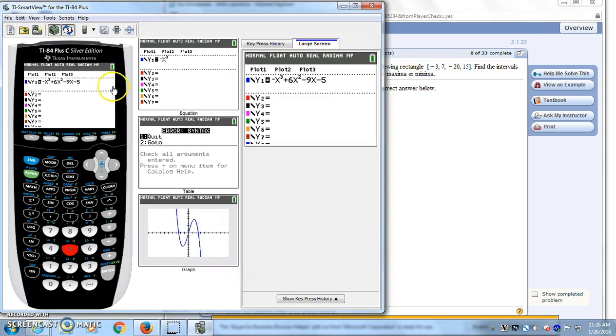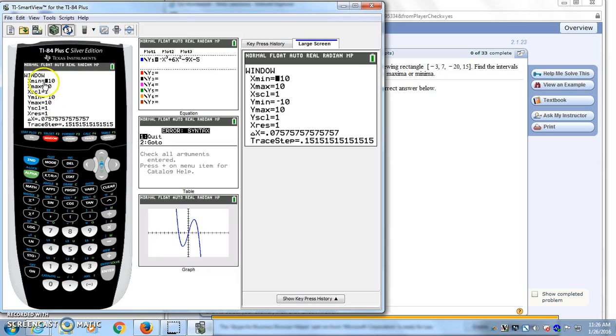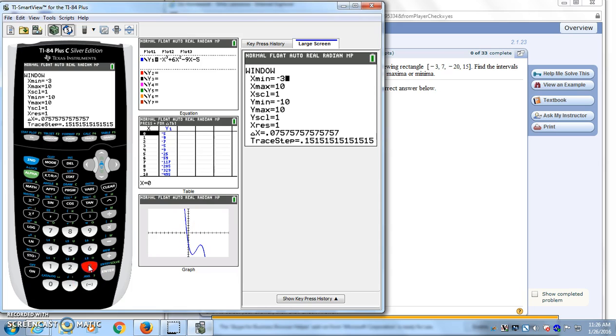So I'm going to go back here to my calculator, and I'm going to click on window. So x minimum, they said they want to be -3. And then I'm going to click either the enter or the down arrow. And x maximum, they want to be 7. The x scale really doesn't matter. All that's going to do is change the number of tick marks that get displayed on your x-axis. And that's not going to change what the actual graph of the function looks like.